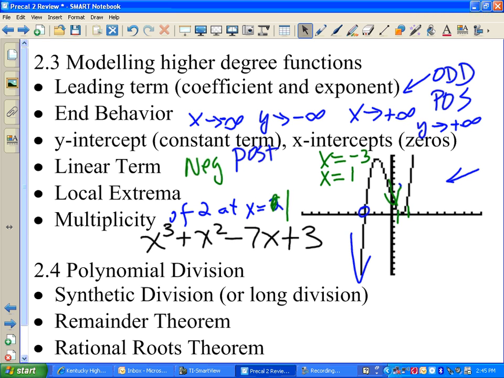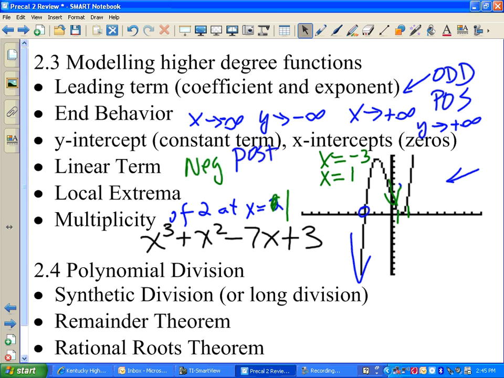So you can see the leading term's exponent is 3. It is positive. It's an odd number. It's got a negative linear term, -7. Its y-intercept is actually 3 because that's where it crosses, +3. So all that works. Okay, questions on section 2.3?